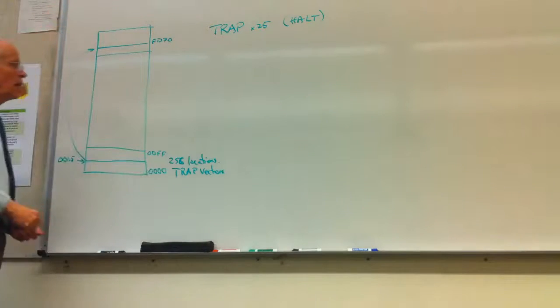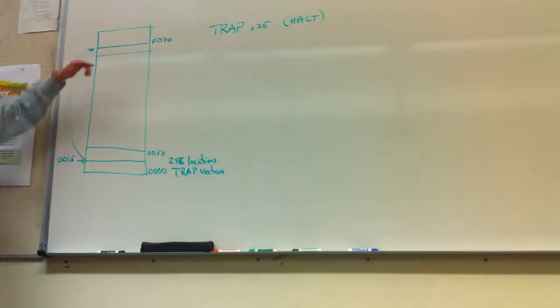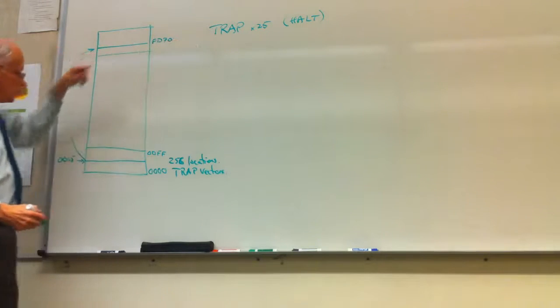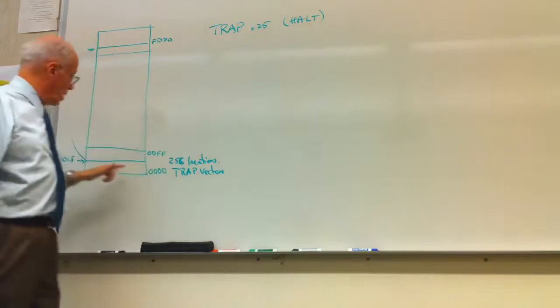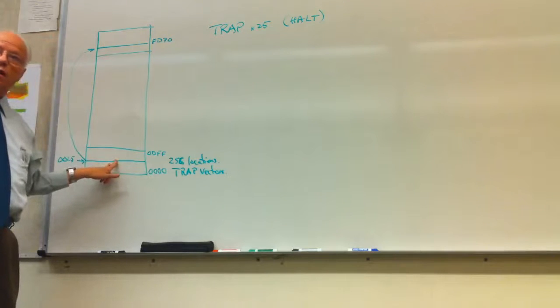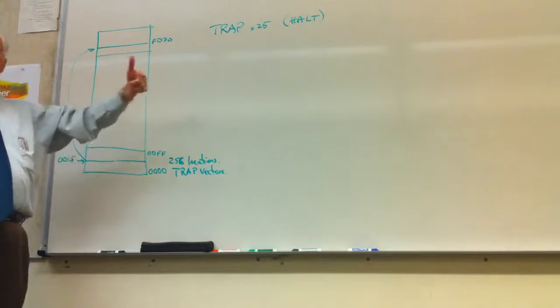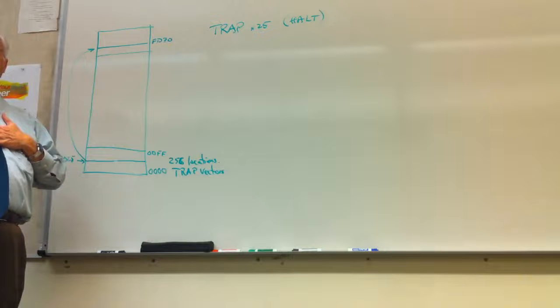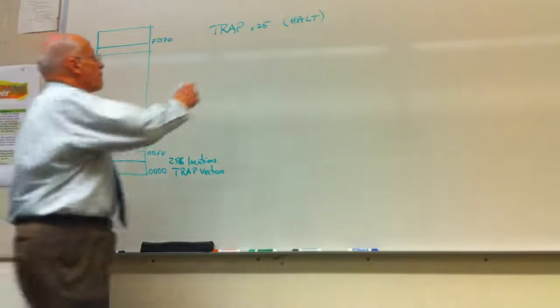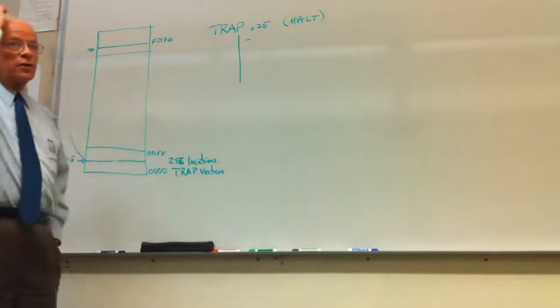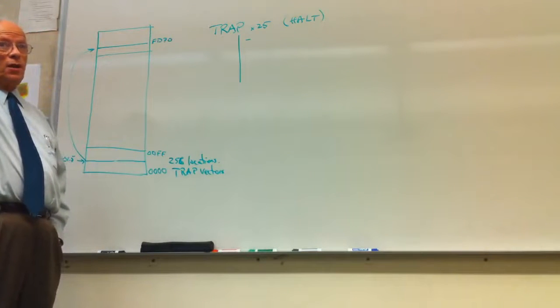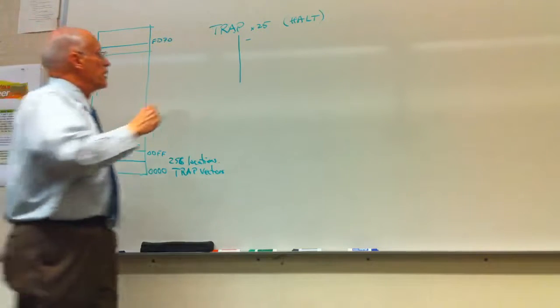On this system, all they have is just a single word. And so when you execute this trap, it goes to whatever location you specify out here, fetches the contents of that location, puts that in the program counter. Okay, so here's the sequence of events that actually happens when you execute this thing. It gets just a little bit complicated.